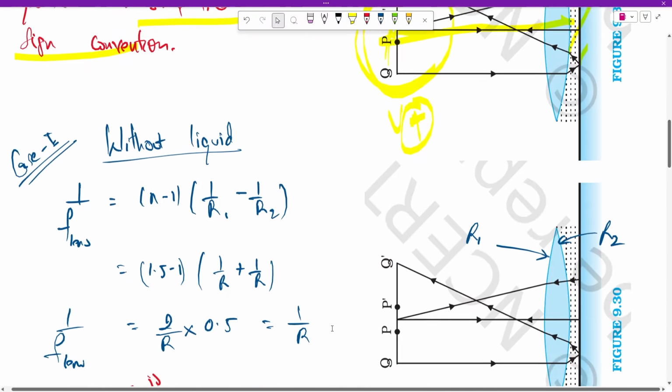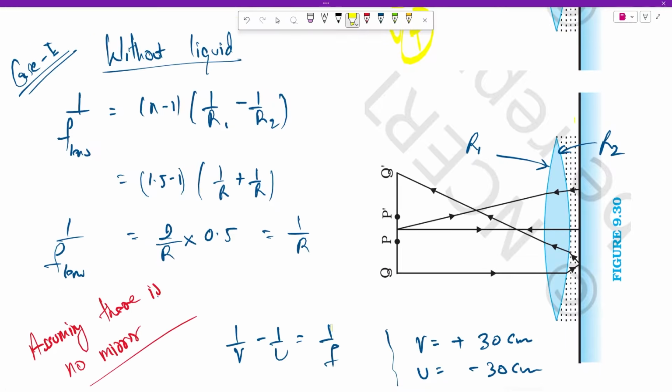So let us assume the case when there is no liquid. Then we can calculate the focal length of this lens as 1 by focal length of the lens equals (n minus 1) times (1 by R1 minus 1 by R2). This is the lens maker's formula, where n is the refractive index of the glass used to make this lens, and R1 is the radius of curvature of this side, and R2 is of this side. R1 would be positive because its center of curvature lies on the right hand side of this lens, and R2 would be negative, and they both have the same radius of curvature, so we can write it as R, and thus we get 1 by f of the lens equals 1 by R.